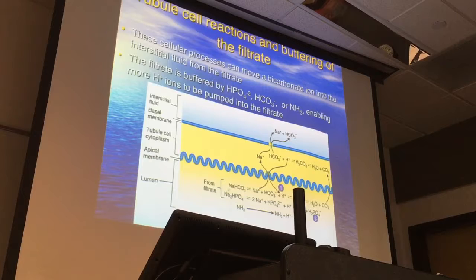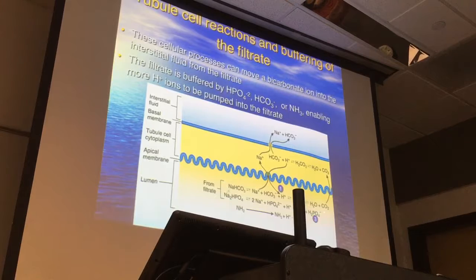Well, that's not the only buffer there. Remember I said the phosphate buffer is there? So we're gonna have this hydrogen phosphate absorb the hydrogen ion, forming dihydrogen phosphate. That stays in the filtrate, okay? This is a weak base that absorbs the hydrogen ion. This stays in the filtrate and is excreted.